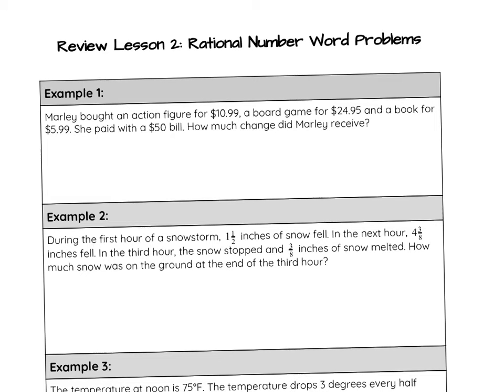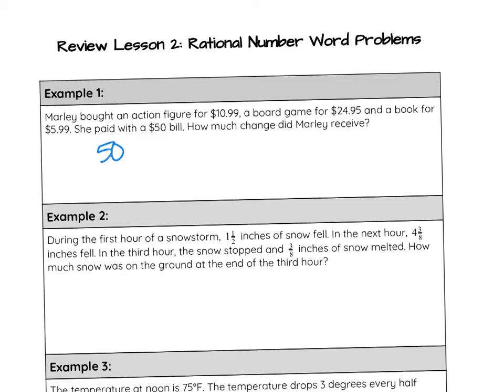So example 1. This is a very similar lesson, except there's decimals and fractions. Example 1 says Marley bought an action figure for $10.99, a board game for $24.95, and a book for $5.99. She paid with a $50 bill. How much change did Marley receive? So they're not asking for the change in her account. If they were, this would be negative because she's spending. They just simply want to know how much change did she receive.